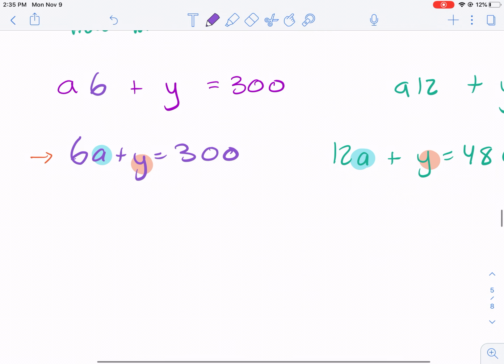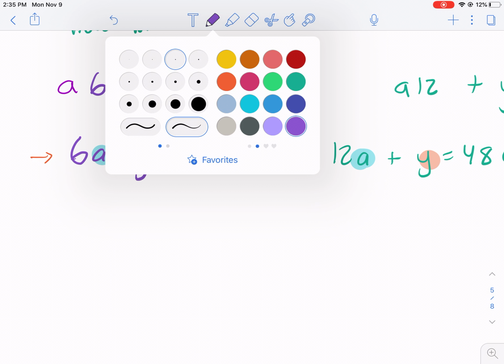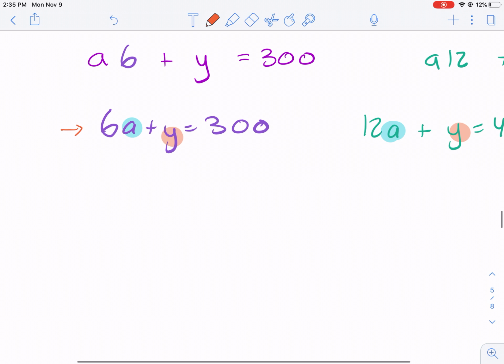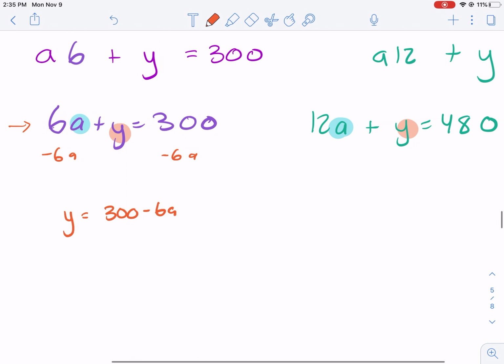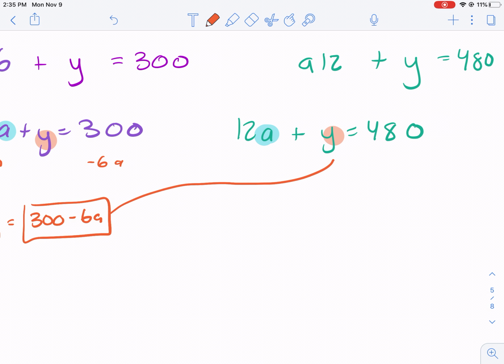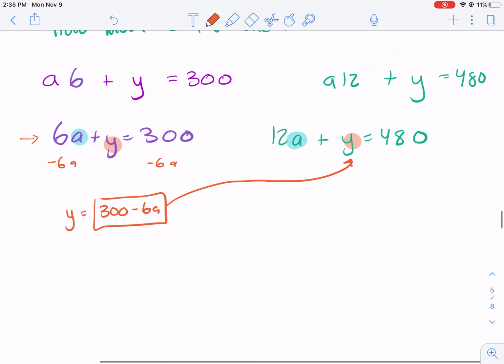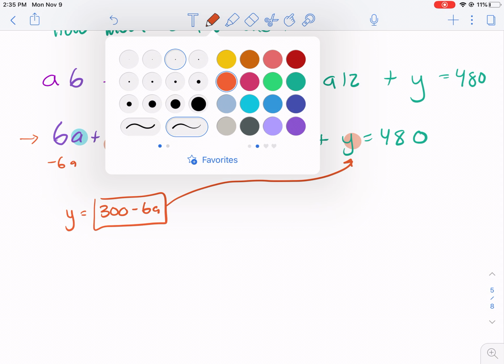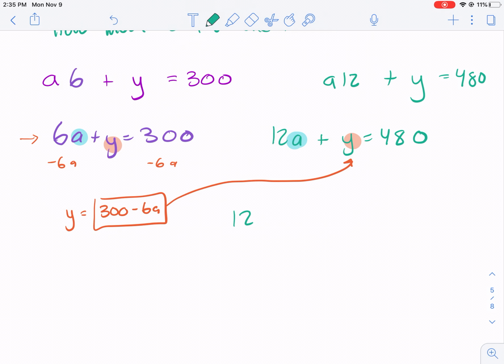I chose y because it has a coefficient of 1. So that makes it a little bit easier to solve. So I have 6a plus y equals 300. The first thing I'm going to do is subtract 6a from both sides. Okay, so we get y equals 300 minus 6a. Now, what do I do with this? Well, I'm going to box this, and I'm going to move it with an arrow over here for the other y.